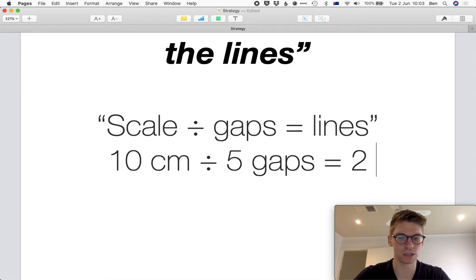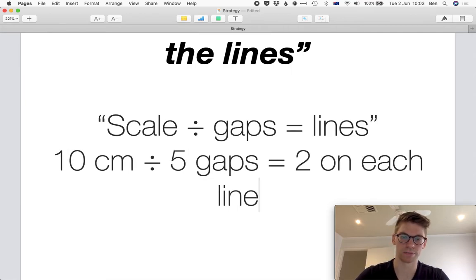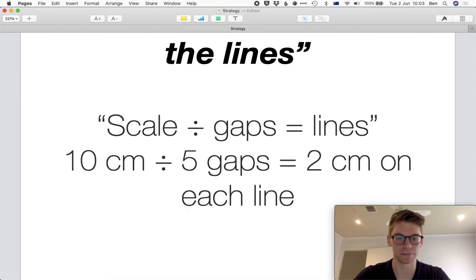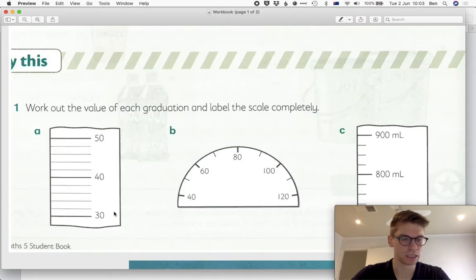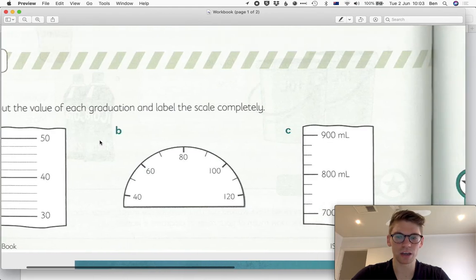10 divided by 5 is 2 on each line. 2 centimeters on each line. So that means 30, 32, 34, 36, 38, 40. There we go. If we've got to the correct number on the next part of the scale, we know that we've worked it out correctly. Okay, there you go, your fives.